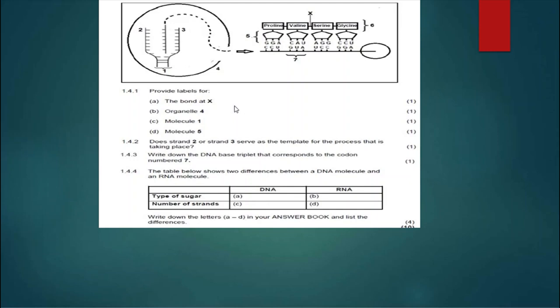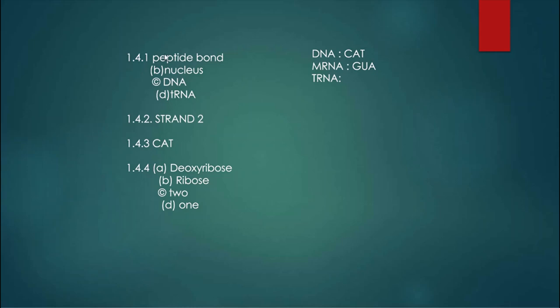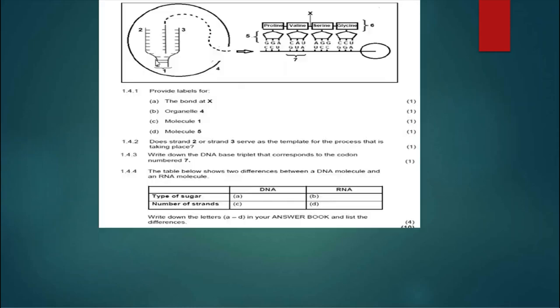We talked about the weak hydrogen bond, which we find between the nitrogenous bases, and we talked about the peptide bond between the amino acids. Now the bond at X is the bond between the amino acids, as you can see, proline, valine, serine, and glycine, but you don't need to know them by heart. So the answer is peptide bond.